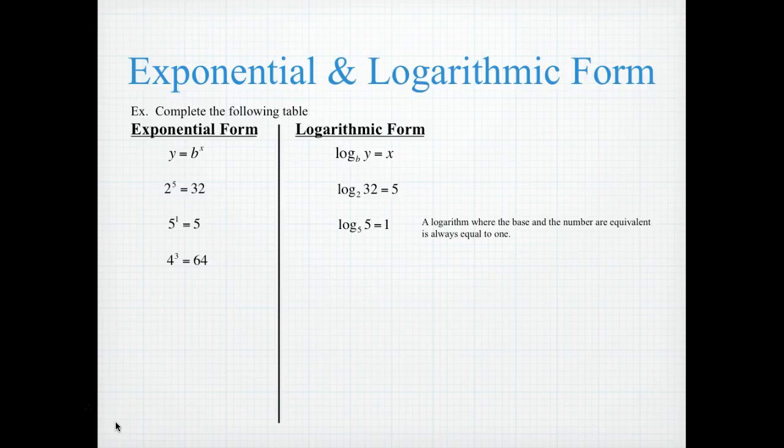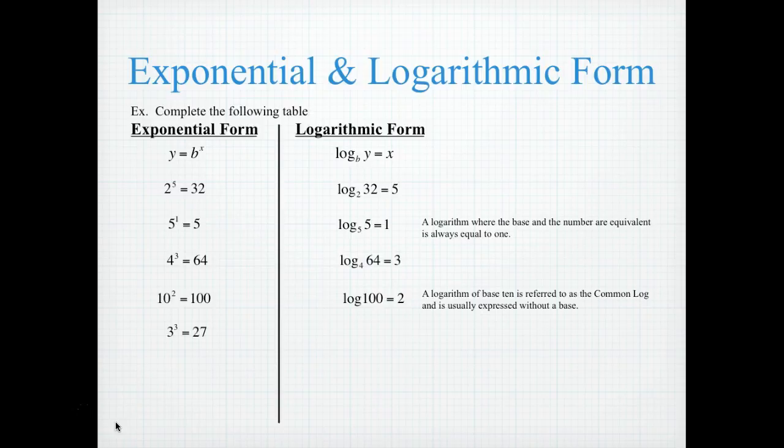Next we have 4 to the third is equal to 64. That's going to translate to log base 4 of 64 equal to 3. Here we have log of 100 is equal to 2. Notice I don't have a base in this expression. A logarithm of base 10 is referred to as the common log and is usually expressed without a base. So if you ever experience a logarithm that does not contain a base, we automatically default that base to base 10. It's referred to again as the common log. So log of 100 equal to 2 translates to 10 to the second equal to 100.